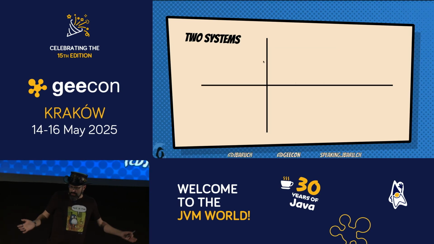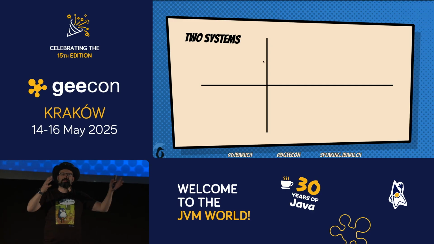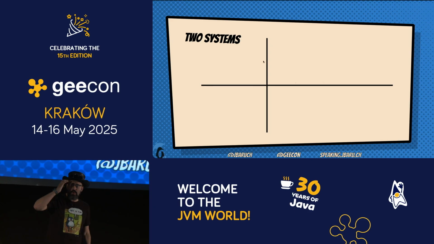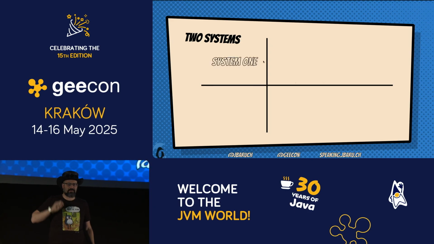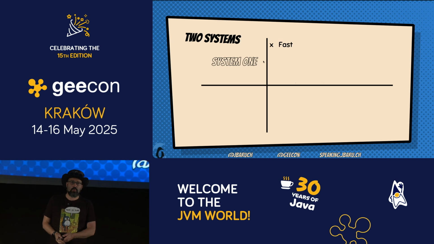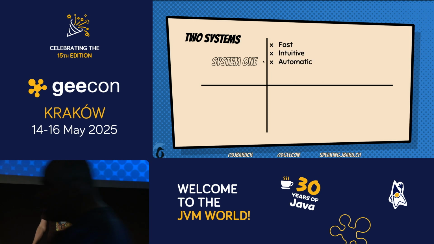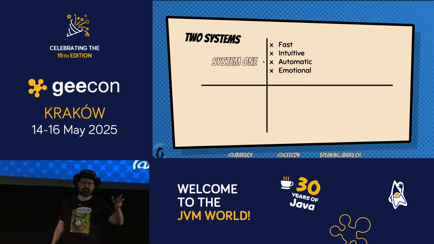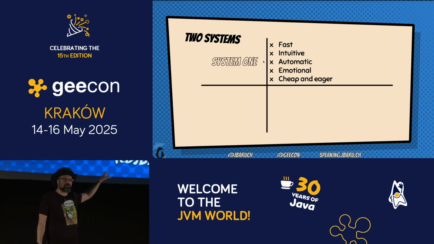All right. Professor Kahneman, the main idea of Thinking, Fast and Slow, and of coding fast and slow, is the idea of two systems. We have two systems in our brain that work completely differently. There is System 1, which is extremely fast, works on intuition, automatic, emotional, and cheap and eager to serve. This is the system that is at work.